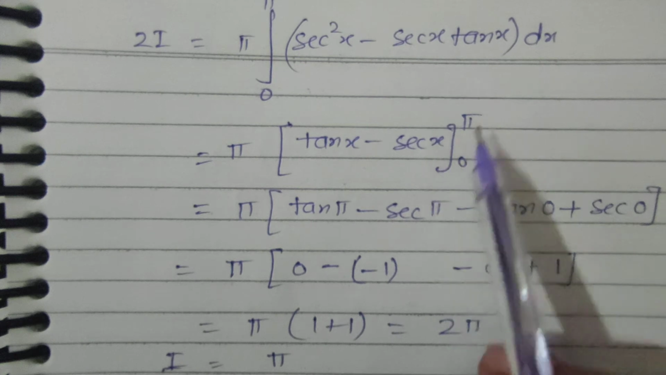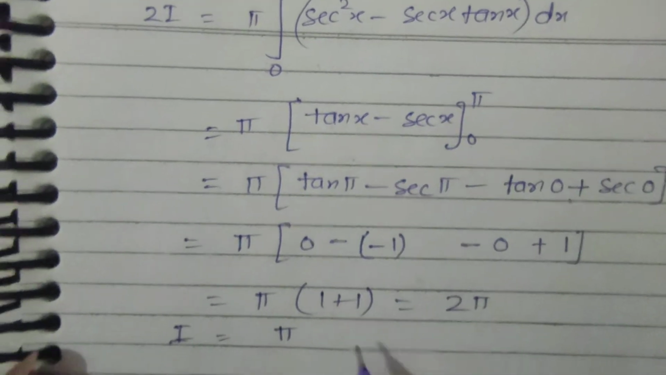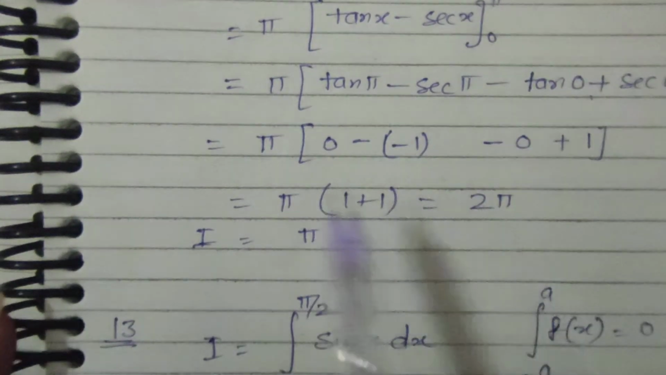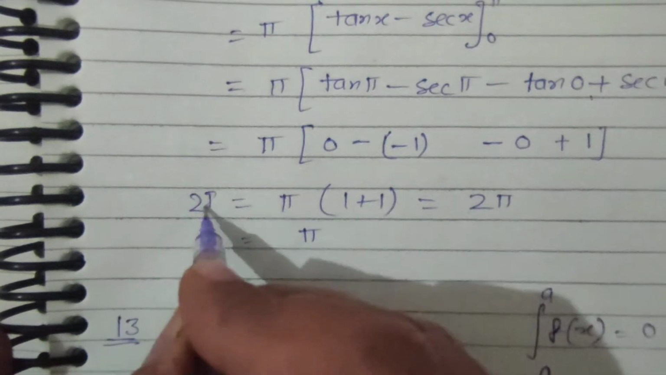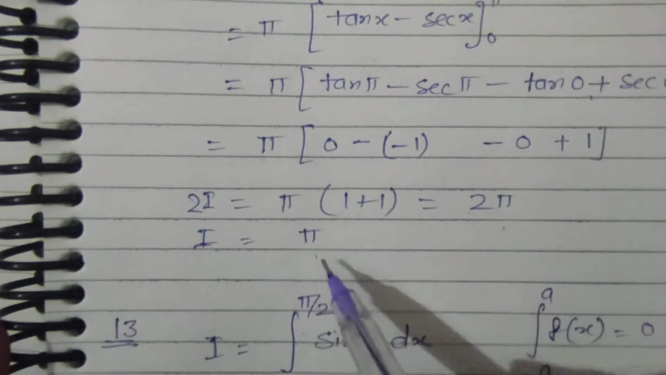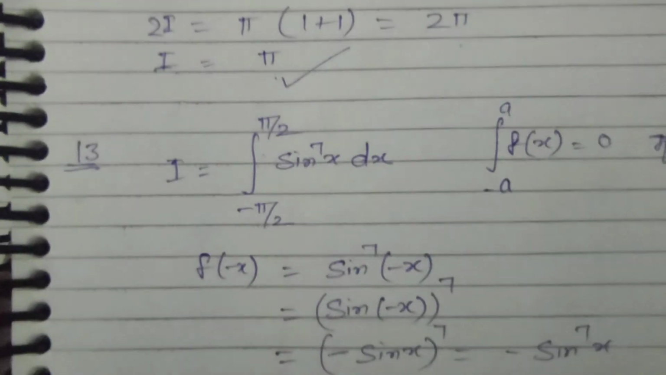Then we will put limit, upper limit minus lower limit. Then answer will be 2I is equal to 2 pi. This is value of 2I. Then I will be pi. So answer is pi. Now come to 13th question.